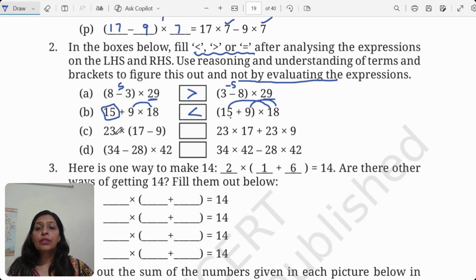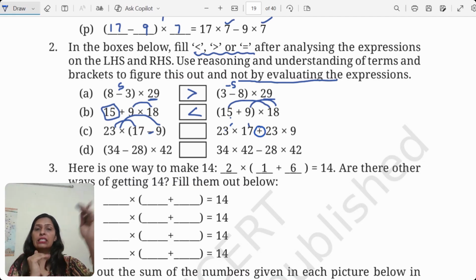C part, 23 multiplied by 17 minus 9. Just think of when I'm going to open the bracket, how it is going to be. 23 multiplied by 17 minus 23 multiplied by 9. Whereas here it is 23 multiplied by 17 plus. So plus always increases the value, right? And hence RHS is bigger.